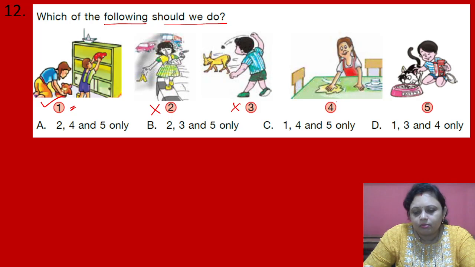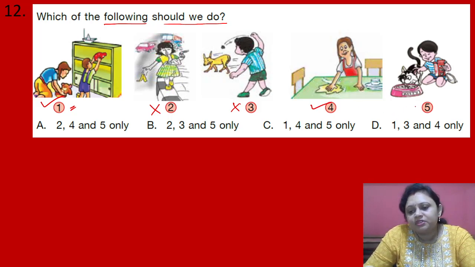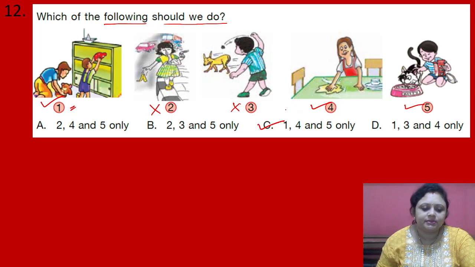Then in the fourth picture, the girl is cleaning the table after having food. Yes, it is a good thing that we should do. And in the fifth picture, the boy is feeding his pet, right? So yes, we should feed our pet. So which of the following things should we do? We should do 1, 4 and 5, that is present in the options.